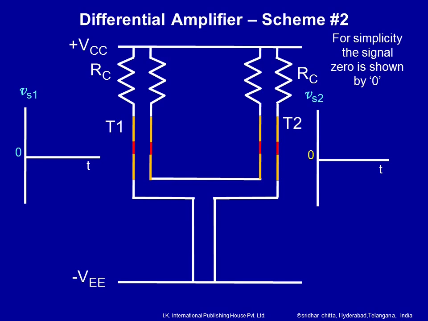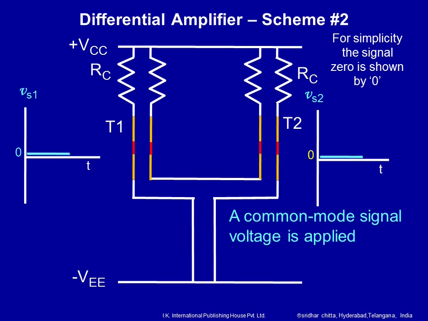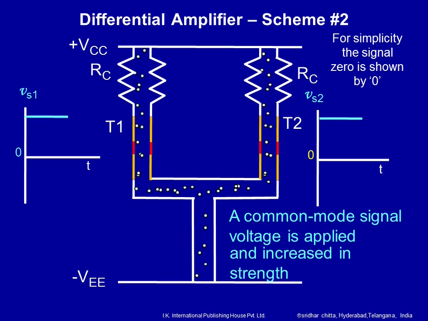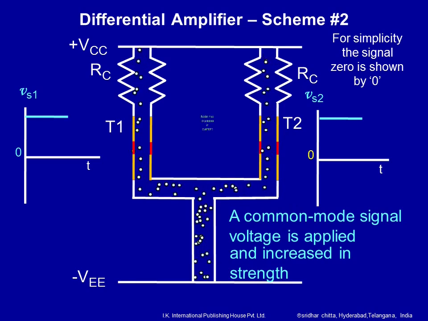We will observe the response of the amplifier scheme 2 to a common mode signal. A common mode signal voltage is applied and increased in strength. Note the increase in current.